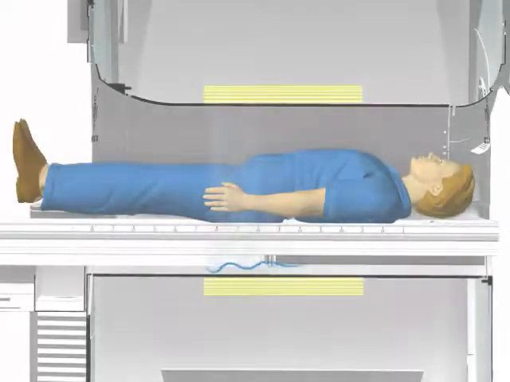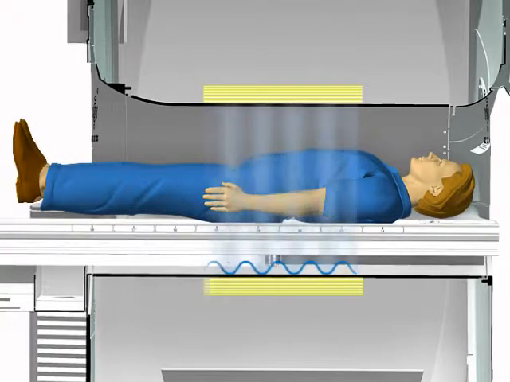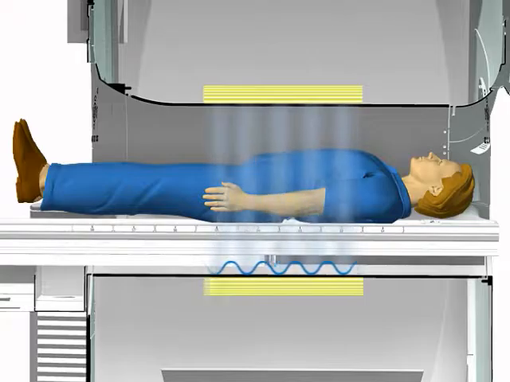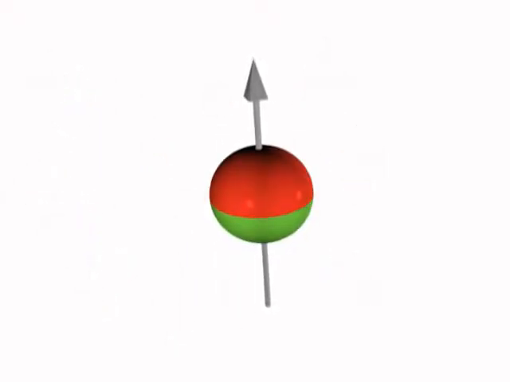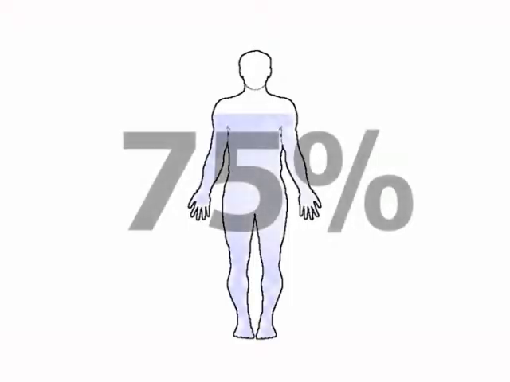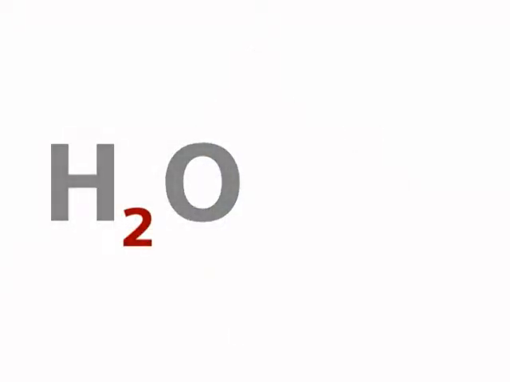MRI, on the other hand, works differently. MRI uses a magnetic field to orient the position of certain nuclei in the body. The primary nuclei used for MRI imaging is in the hydrogen atom, called a proton. As you know, the body is made up of approximately 75% water. Water is 2 parts hydrogen, making the nucleus of the hydrogen atom, the proton, the most abundant in the human body.